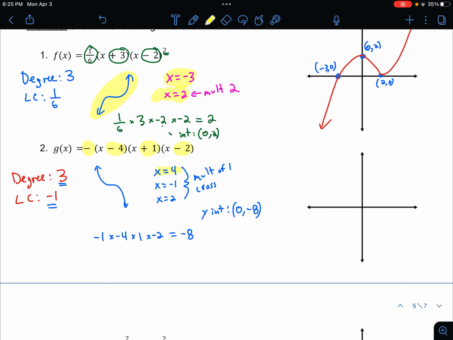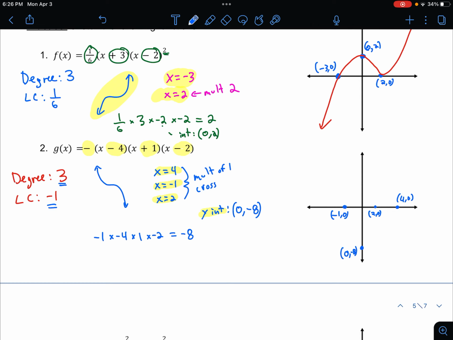All right, I've got my x-intercepts. I've got my y-intercept. I'm going to plot these points on my graph. So let's see, 4, 0. Let's get 2, 0. Let's get -1, 0. And let's get 0, -8.